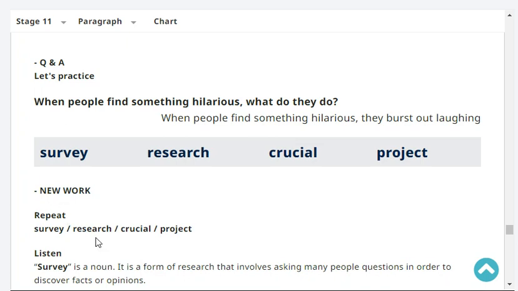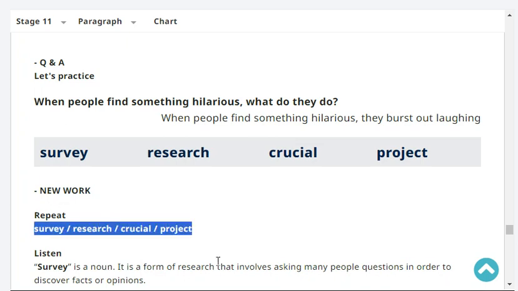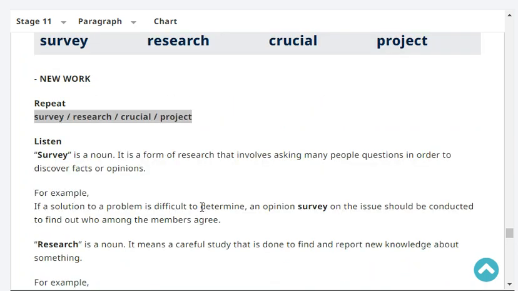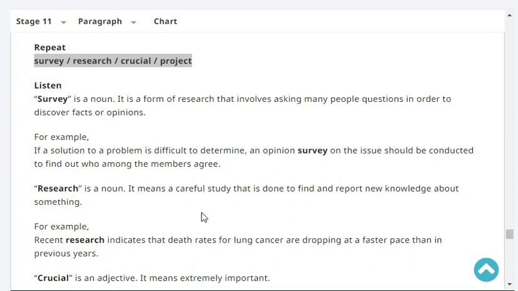Next, repeat. Survey, research, crucial, project. Very good. Okay, listen. The word survey is a noun. It is a form of research that involves asking many people questions in order to discover facts or opinions. For example, if a solution to a problem is difficult to determine, an opinion survey on the issue should be conducted to find out who among the members agree.